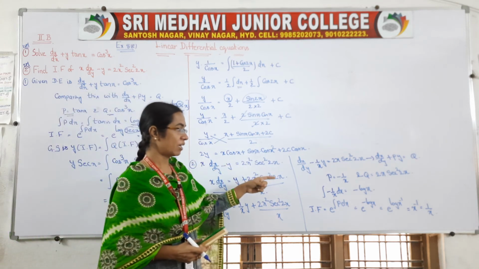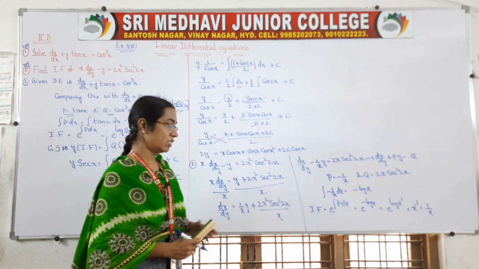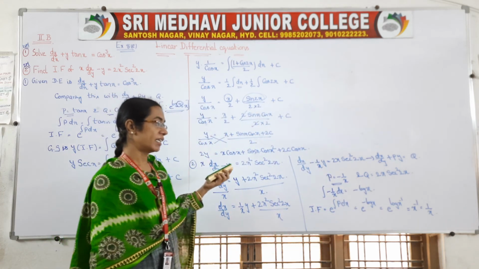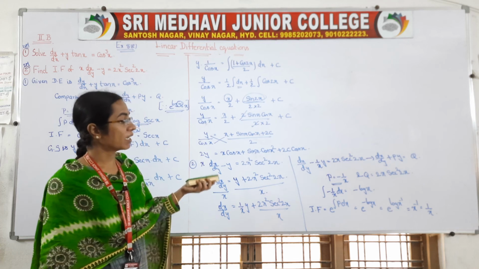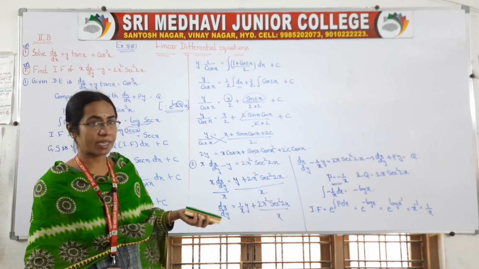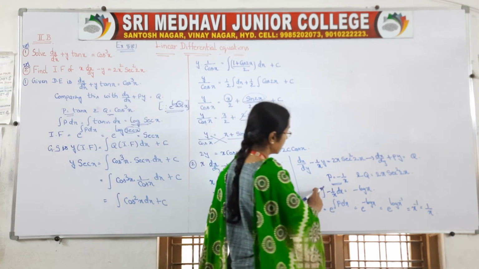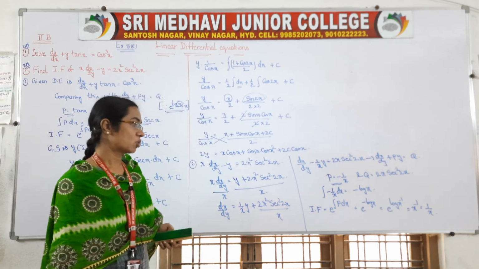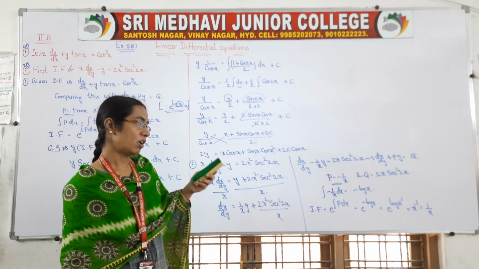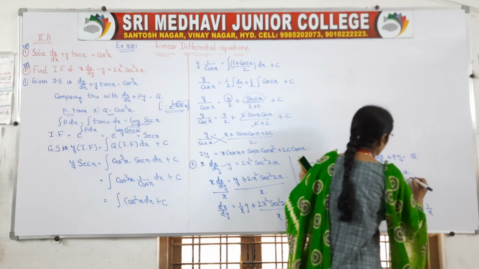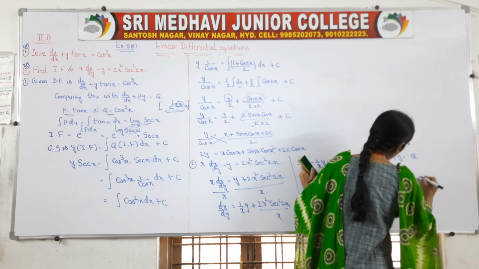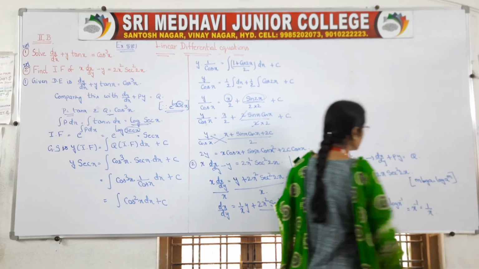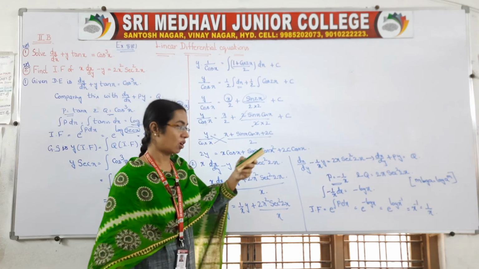Then you will know your p value and your q value. Once we know the p value, we can find the integrating factor. How do we find it? First we have to take the integral of p dx. So the integral of p dx is the integral of minus 1 by x dx, that is minus log x. Therefore the integrating factor is e to the power of minus log x, and there is one formula: m log a is equal to log a to the power of m.